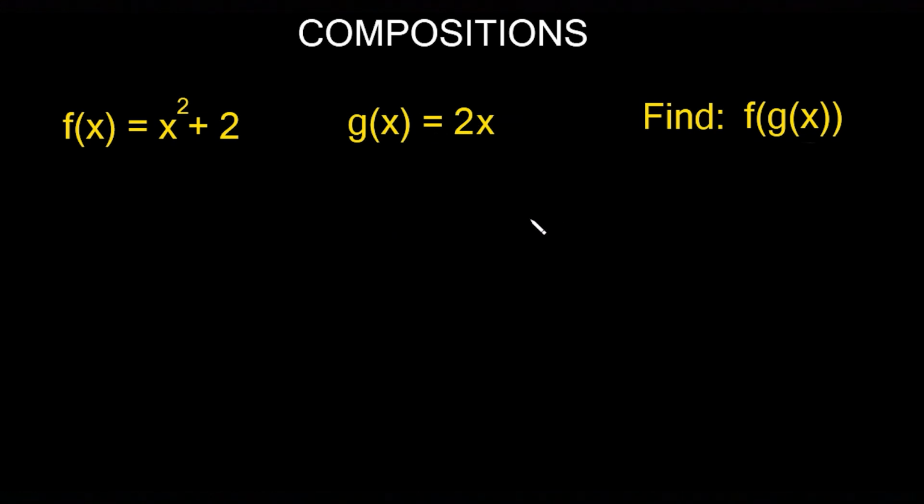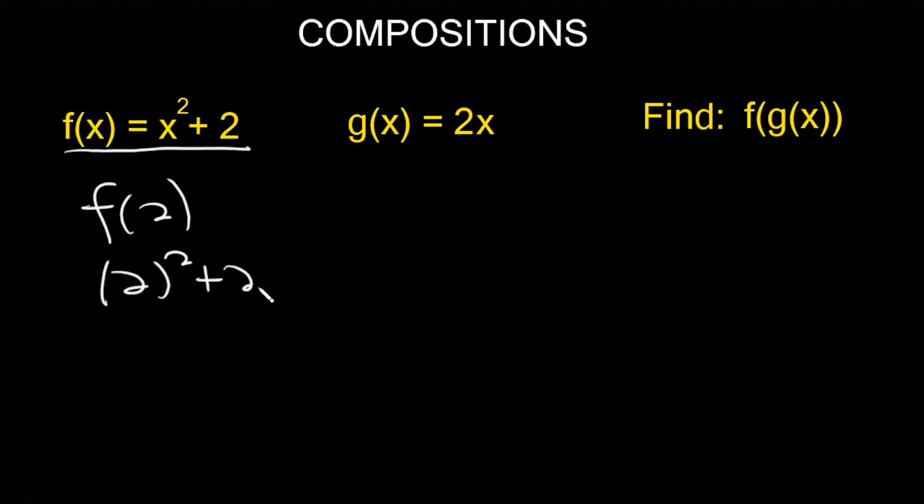Okay, so in this video, we're going to be talking about compositions, and this is fairly easy. You're essentially going to be evaluating a function by using another function, okay? So for example, just as a quick refresher, if I had f of 2, that's telling me to plug in a 2 wherever I see an x on this f of x function, okay? So for example, you would do 2 squared plus 2, and you would evaluate, right?